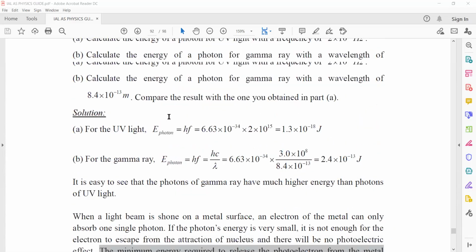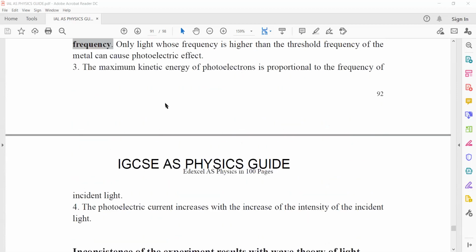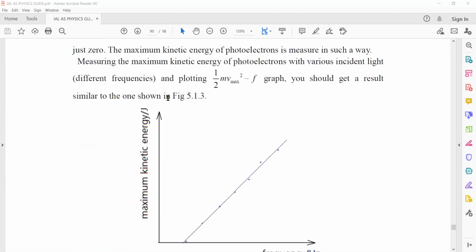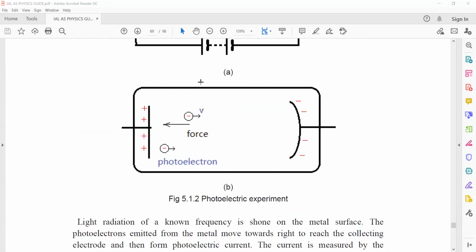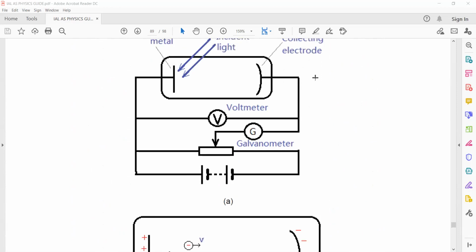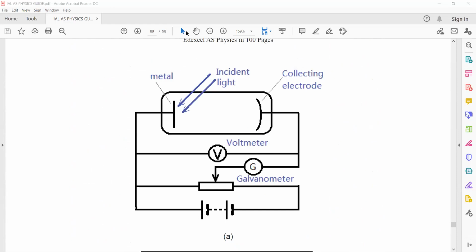Okay, photoelectric effect. How do we define the photoelectric effect? When light falls on a metal surface, electrons will start to move or come out, and we call this the photoelectric effect. This can only be explained by the particle nature of light. The wave nature cannot explain the photoelectric effect. Light in the form of particles is also called photons.